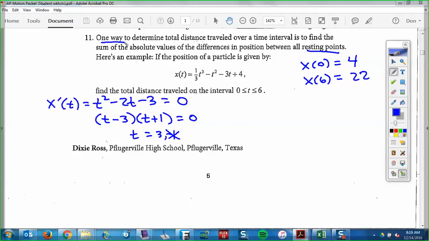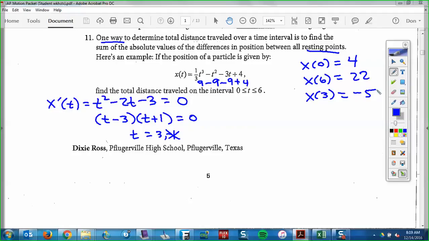Okay, so in other words, I need to put 3 into the original, right? So I need to put 3 in and see where I was when I stopped. So let's put 3 into the original. 27 times a third is 9, minus 9, minus 9, plus 4. Did I do that right? I was at negative 5, so what's that tell you that I did? I was over here at 4. I went to negative 5, which is a distance of 9.